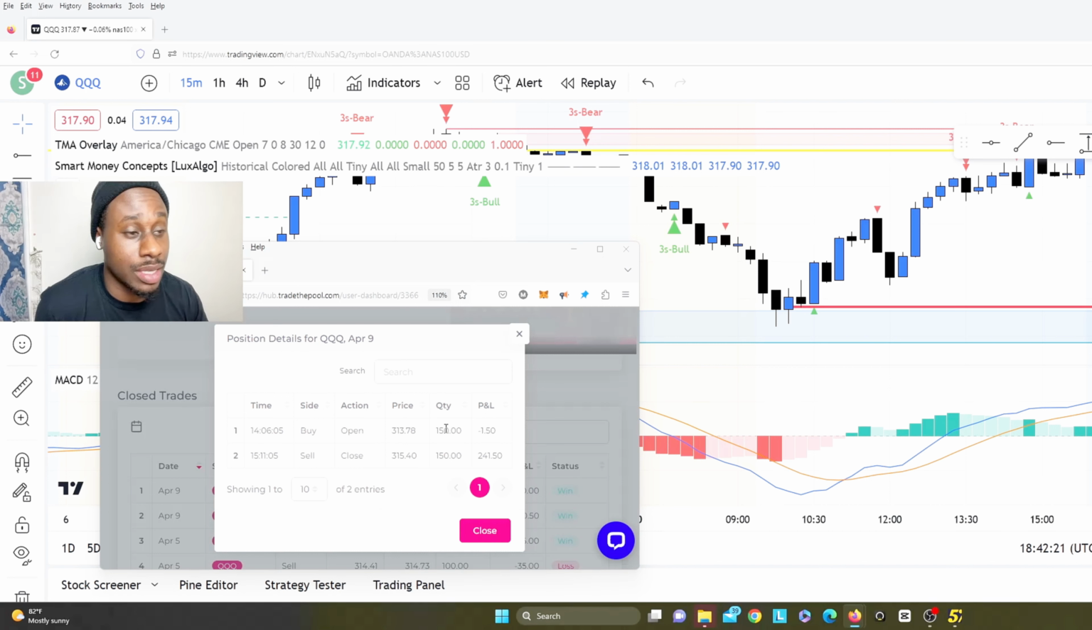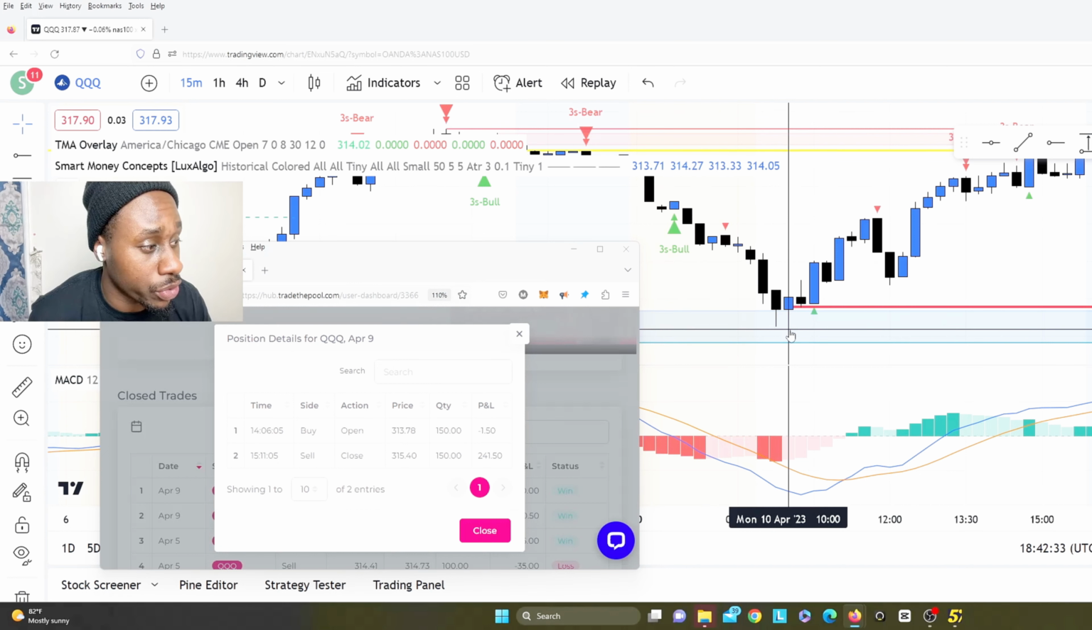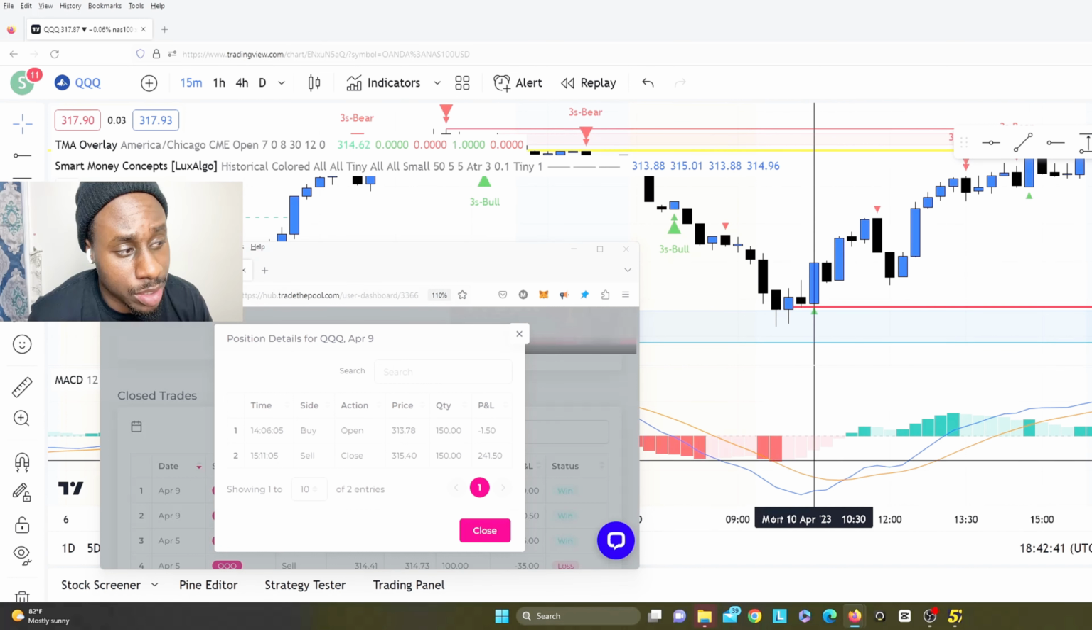Essentially, it's a full-on reversal trade, right? And reversal trades are pretty good because there's not a lot of risk on the table relative to the amount that you can possibly make. So I had my stop loss at around 313.13, right? That's where I had my stop loss. So you can see it never came back to my stop loss after that.